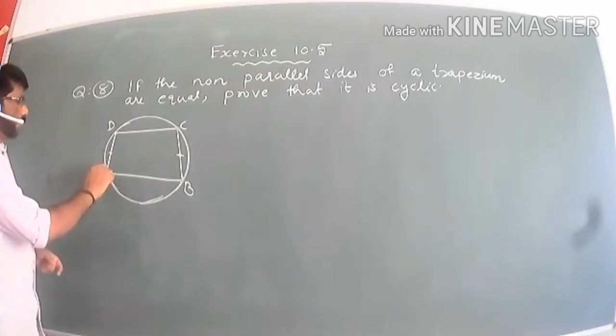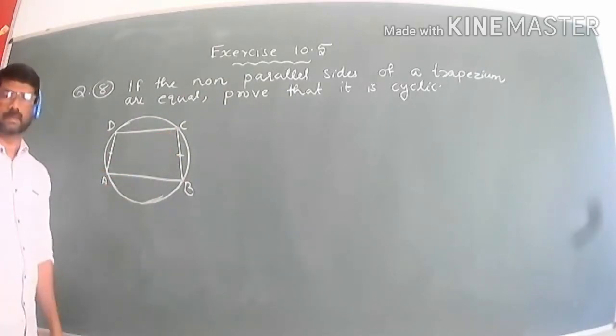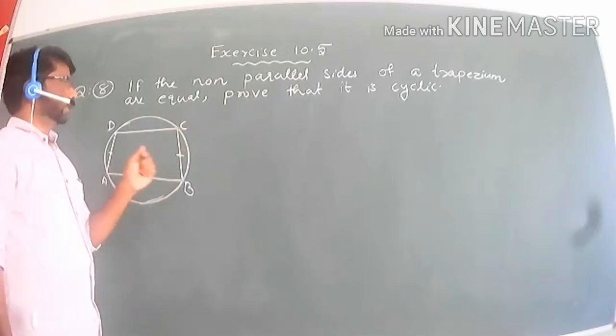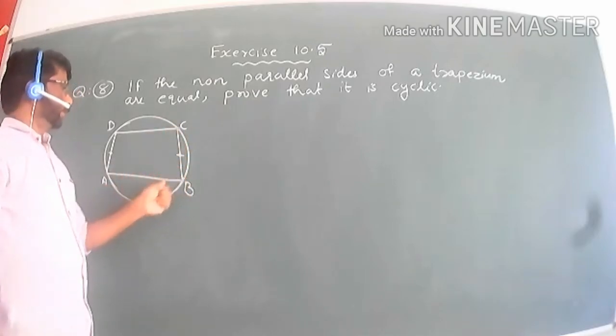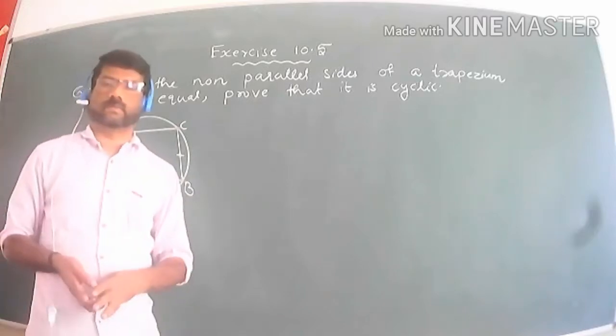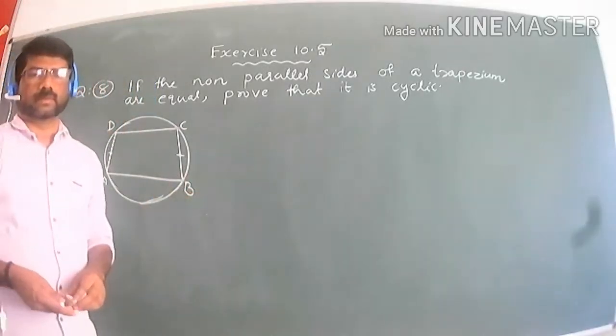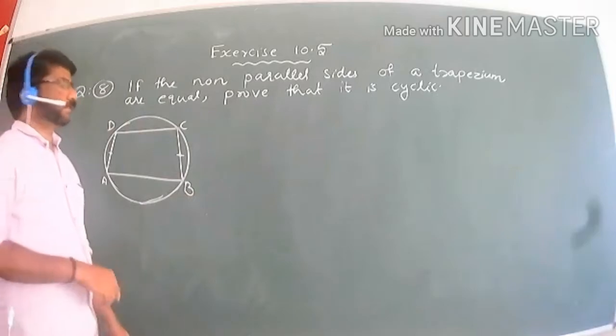So we have to prove that it is a cyclic quadrilateral. Means measure of angle A plus measure of angle C is equal to 180. Measure of angle B plus measure of angle D is also equal to 180. That thing we have to prove. That is the question here. So what we have to do?